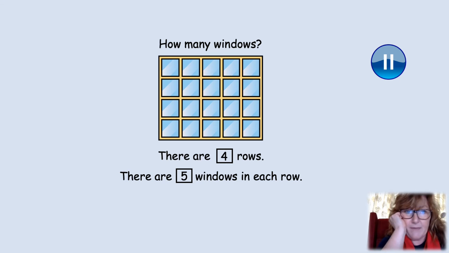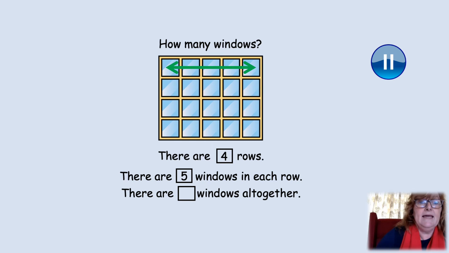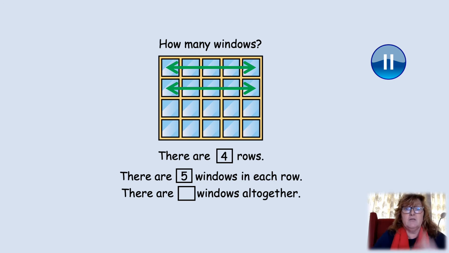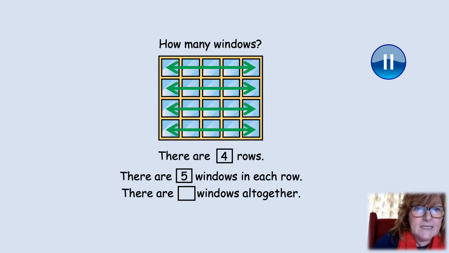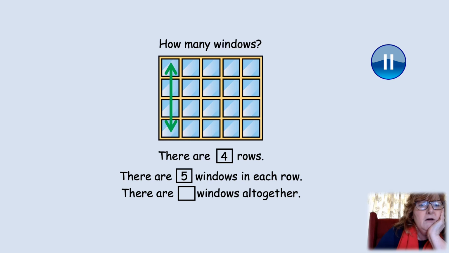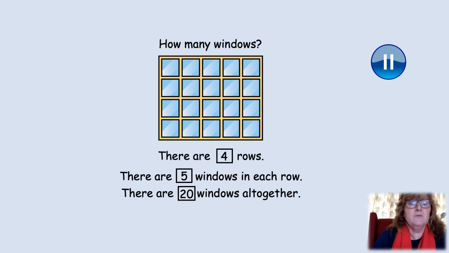That hasn't told me how many windows there are. How am I going to work that one out? Okay. Yeah, I could count how many are in each row. 1. How many rows there are? 1, 2. Oh, no, there's not 1 in each row. There's 5 in each row, so I could count in 5s. 5, 10, 15, 20. Will it be different if I count the columns? The columns are in 4s, aren't they? So it's 4, 8, 12, 16, 20. Still the same. There are 20 windows altogether.